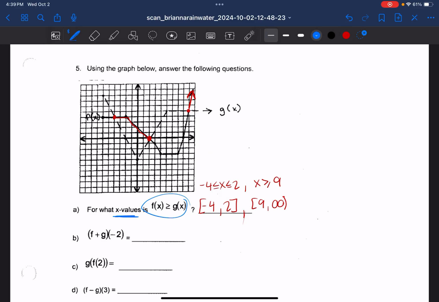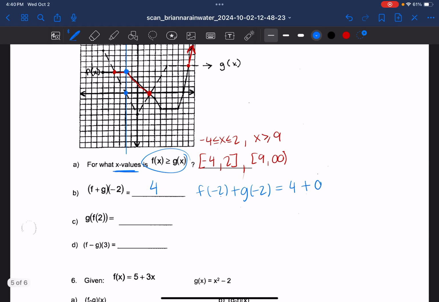Okay, then they ask for f plus g of negative 2. This literally means f of negative 2 plus g of negative 2. So I come over here to negative 2, and I ask where does f intersect that line? Well, that would be right here. So we already know the x value is -2. The y value at that point would be 4. So this is 4 plus g intersects that line at the y value of 0. 4 plus 0 is 4.